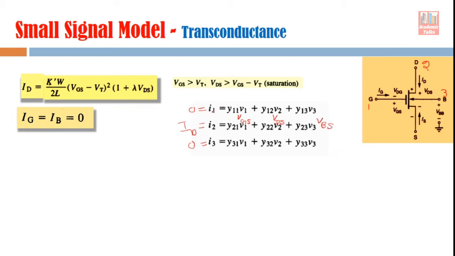Now since I1 and I3 are 0, because your I1 is your IG, that is given 0 here, and I3 is your IB, that is also 0. So now we have to use this equation, and that one equation, to find out the parameters Y21, Y22 and Y23.